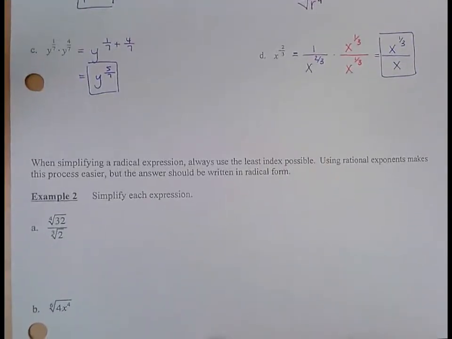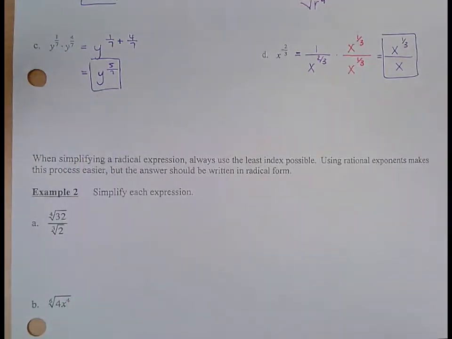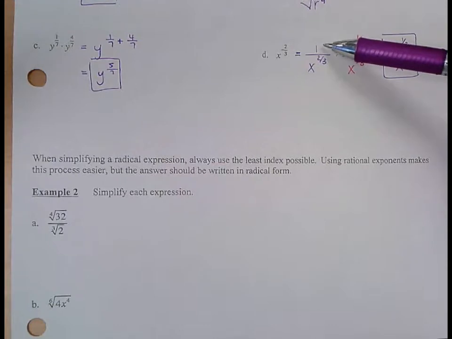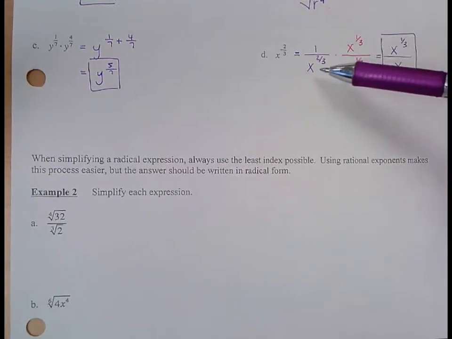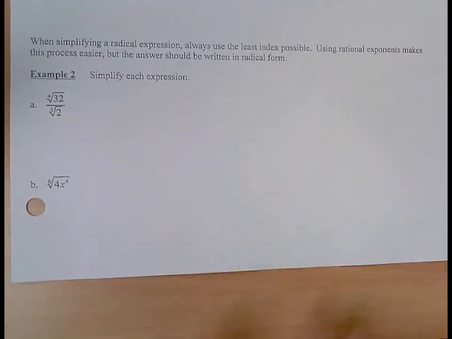All right, I think we're all good. Just double check. C is y to the 5/7. You just add the exponents. And then for D, you take the reciprocal, make the exponent positive, rationalize the denominator. All right, so then moving on. So I need your attention back up here, please.